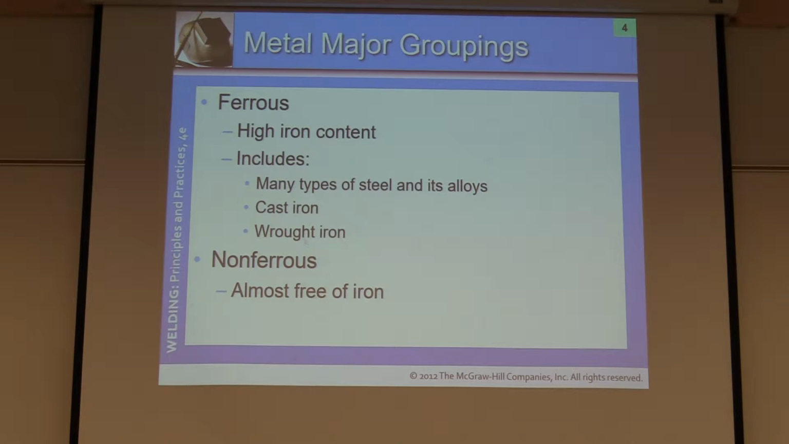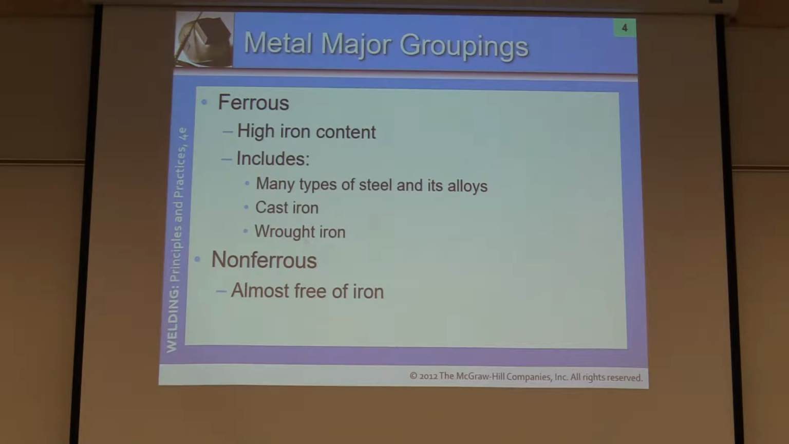Let's read the definition from the book. Ferrous metals are those metals that have a high iron content. They can include the many types of steel and its alloys, cast iron, and wrought iron. Non-ferrous metals are those metals that are almost free of iron. The non-ferrous group includes such common metals as copper, lead, zinc, titanium, aluminum, nickel, tungsten, magnesium, brass, and bronze. The precious metals, gold, platinum, and silver, and radioactive metals such as uranium and radium are also non-ferrous.